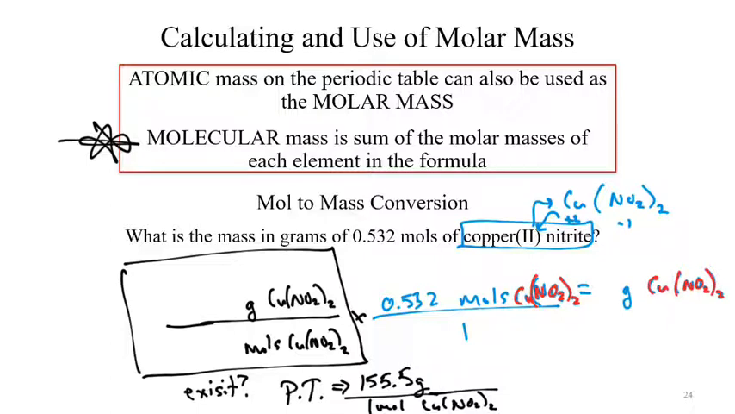I tried to write in the formula and wrote it wrong. Copper nitrite. Where does the 155 go? Not on top, not on the bottom, with grams.